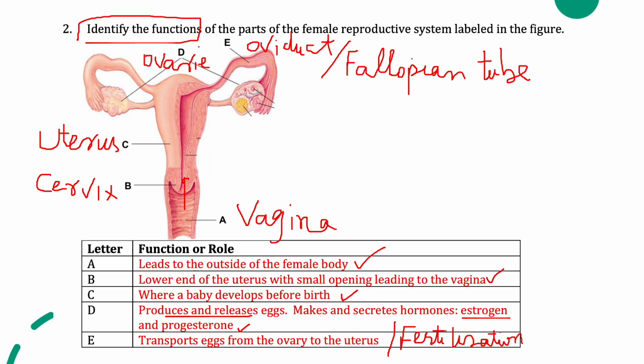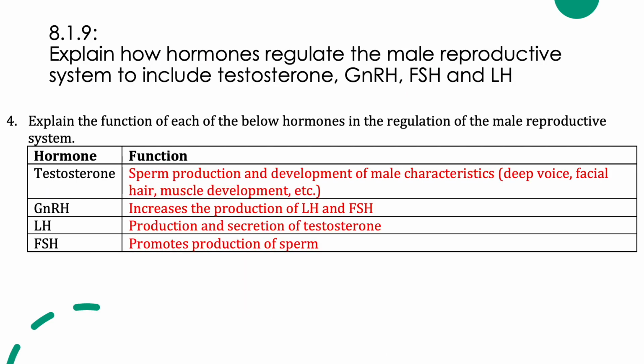Okay, so let us move on to more questions. Explain how hormones regulate the male reproductive system. Please focus on whether the hormones are asked about the male or the female. So we have 4 hormones: testosterone, GnRH, FSH, and LH. Because FSH and LH are also in the female, that's why I'm saying you have to focus on whether the question targets the male hormone or the female hormone.